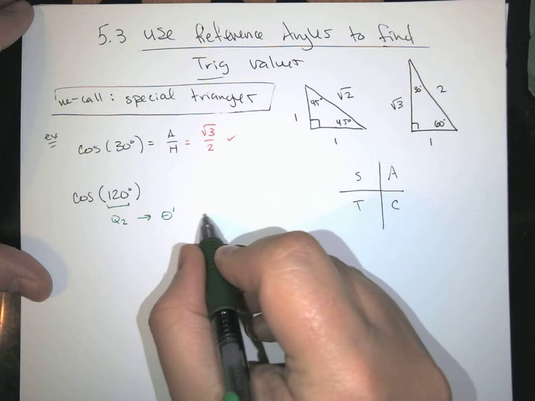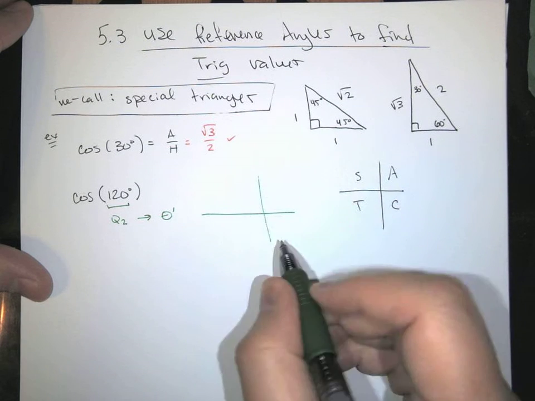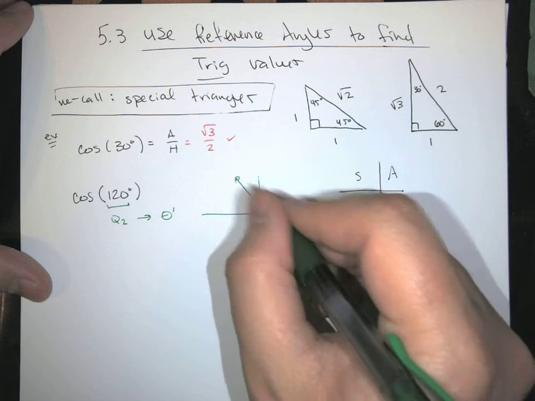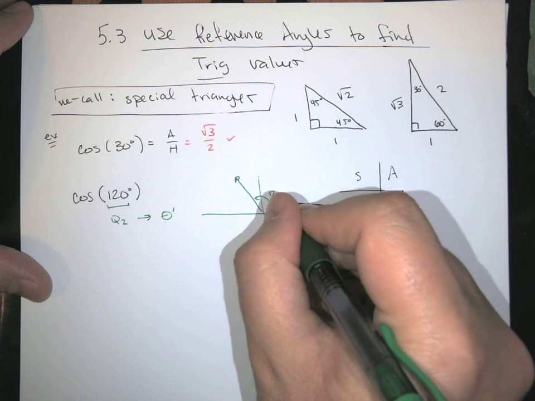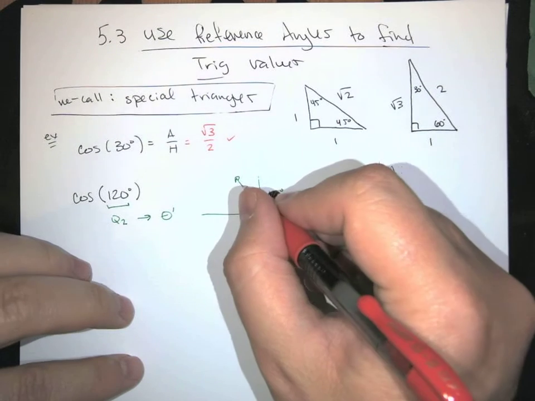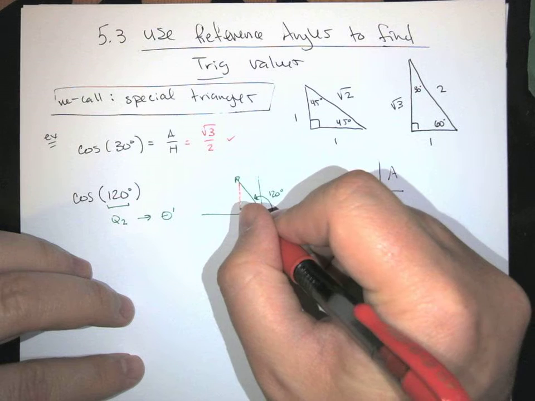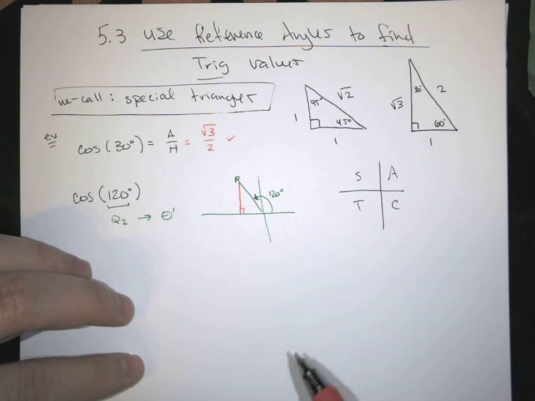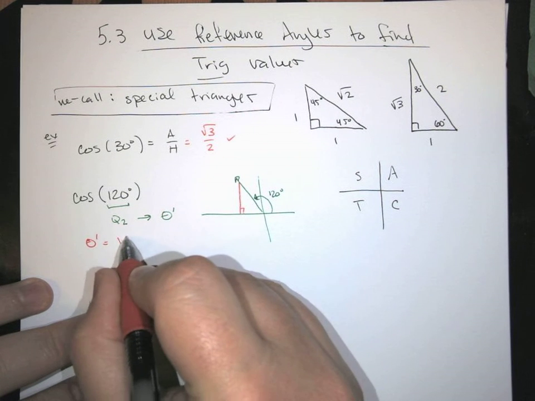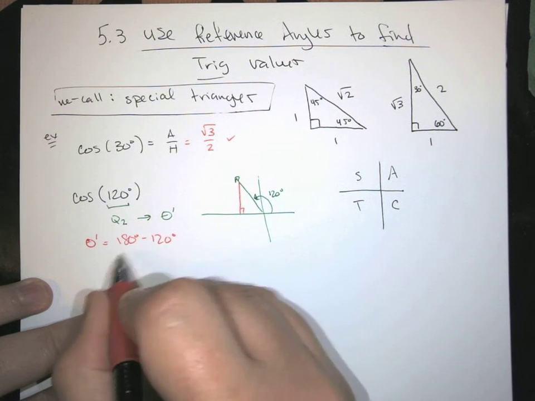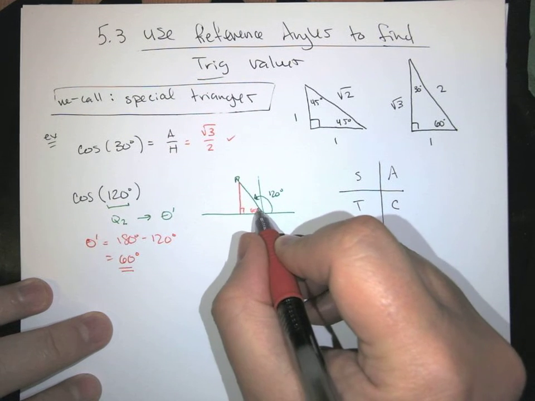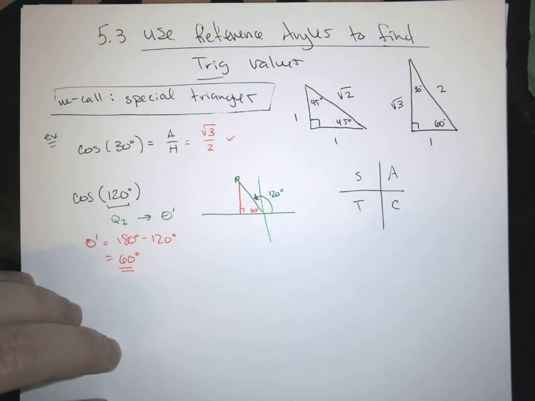If I do a little bit of a sketch, whereas 90 is straight up, 120 is going to be something kind of like this. So my 120 is out here. If I start to draw a triangle in, I'll get something like this. This is not necessarily to scale. What we're going to see here is our reference angle is going to be 180 degrees minus this 120. So our reference angle here is going to be 60 degrees. So that would put 60 down in this corner.